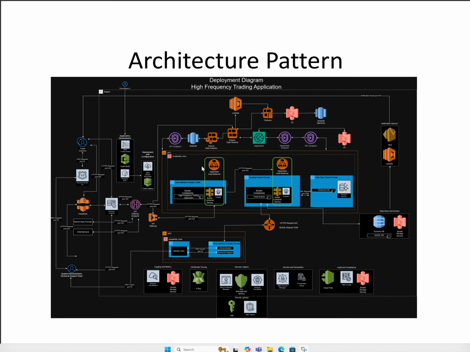So for the architecture pattern, the system adopts a microservices architecture where each core function, such as order management, is handled by an independent service. This approach allows for independent development, scaling, and deployment of each component, ensuring that the system is both scalable and resilient. The choice of microservices is justified by the need for high availability, flexibility in scaling specific parts of the system, and the ease of maintenance.